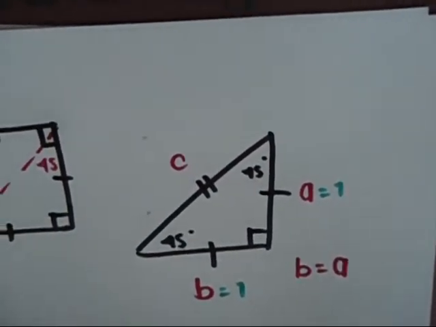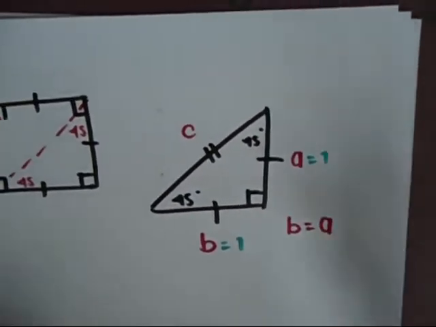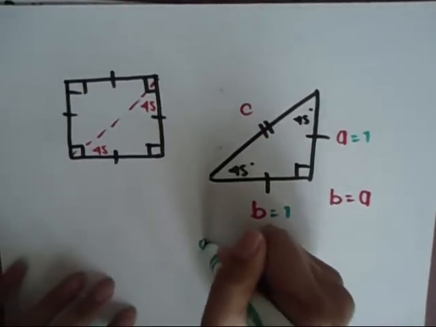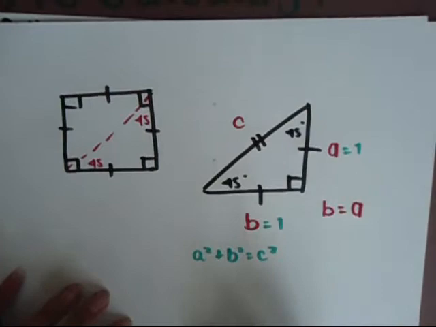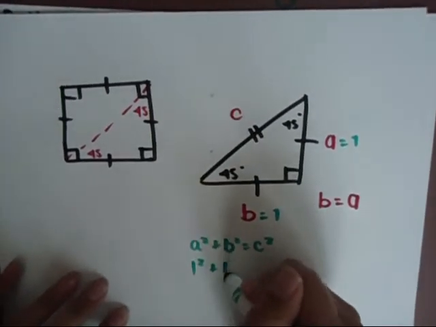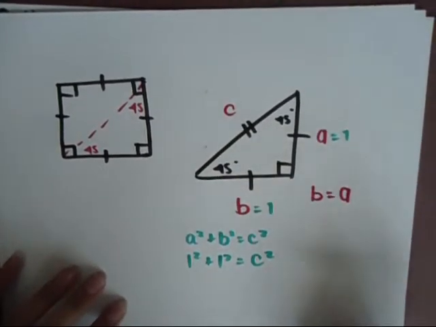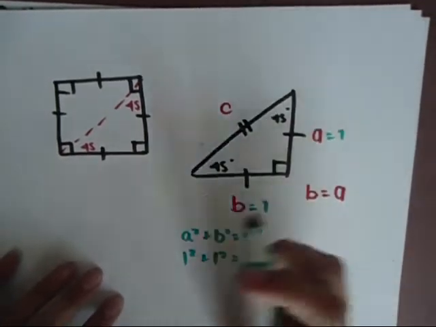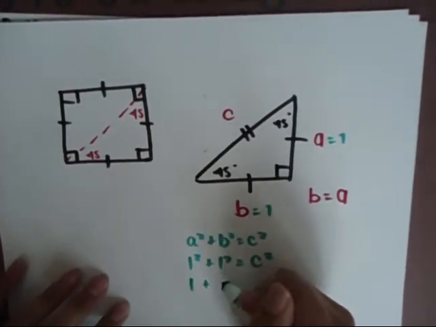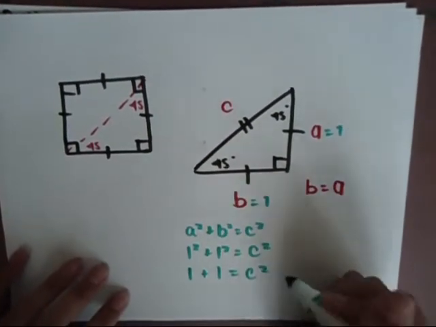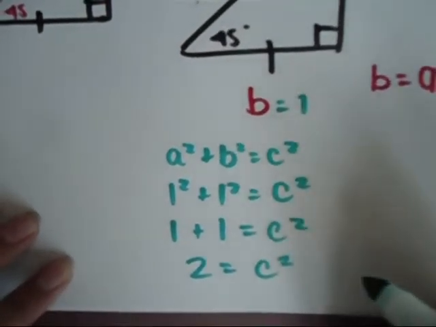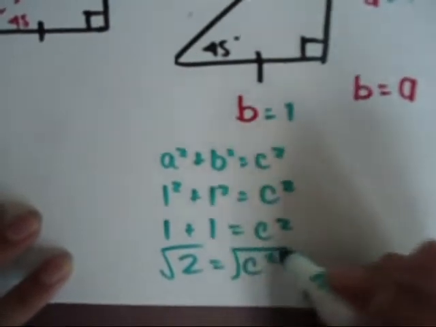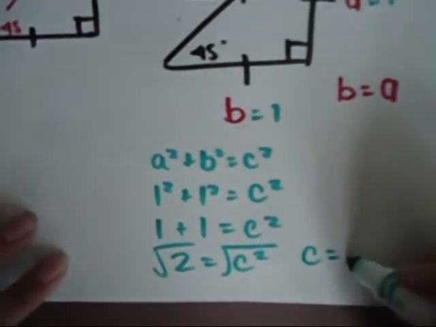Okay, so we use the Pythagorean theorem again, which is A squared plus B squared equals C squared. So 1 squared plus 1 squared equals C squared. 1 squared is 1, plus 1 squared is 1, equals C squared. 1 plus 1 equals 2, so C squared equals 2. Then we take the square root of that, and C equals radical 2.